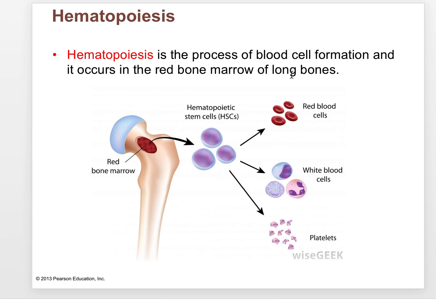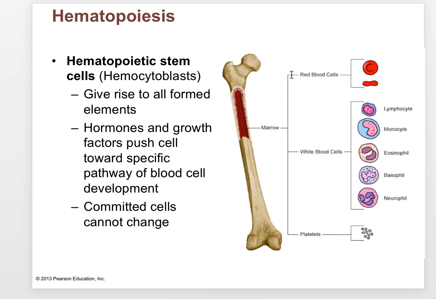Hematopoiesis is the process of blood cell formation, and it occurs in the red bone marrow of the long bones. This is where red blood cells, white blood cells, and platelets are all produced by hematopoietic stem cells, which are located in the bone marrow. This slide basically says the same thing. Hematopoietic stem cells give rise to all formed elements: red blood cells, white blood cells, and platelets.